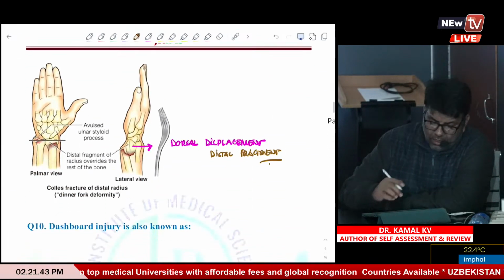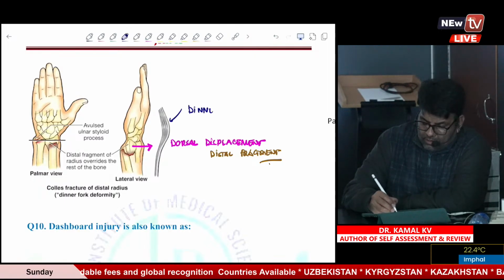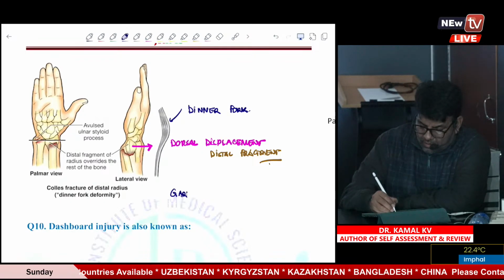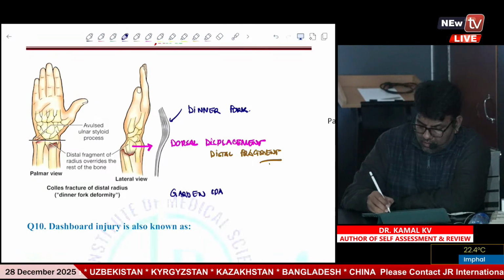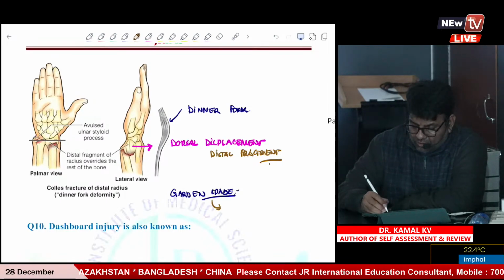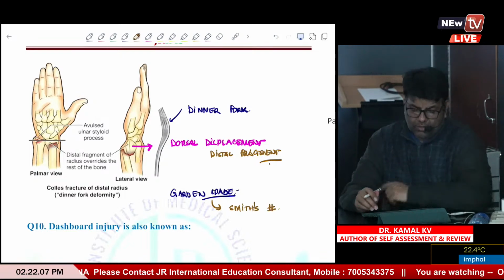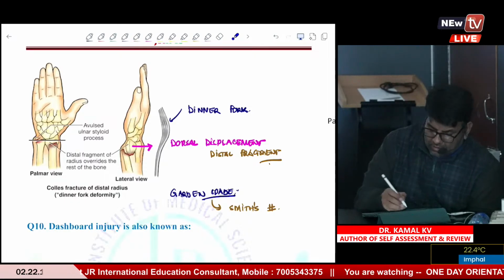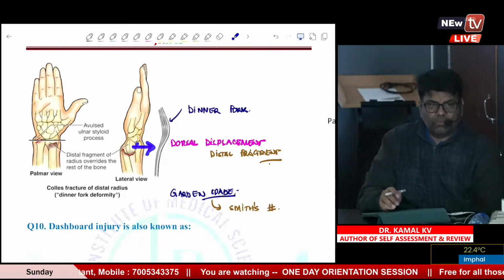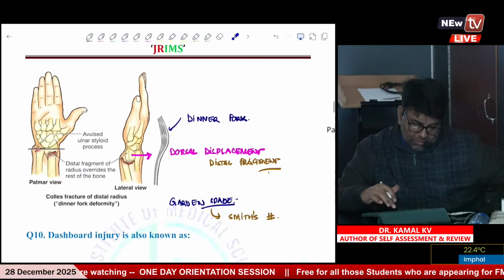Now this is dinner fork deformity. There is one more term known as garden spade deformity. What is that? Garden spade. Yes. This is seen in reverse Colles, which is also known as Smith's fracture. So reverse Colles, because the distal fragment comes volarly. In Colles, the distal fragment goes posteriorly. Okay? So this is dinner fork and garden spade deformity.